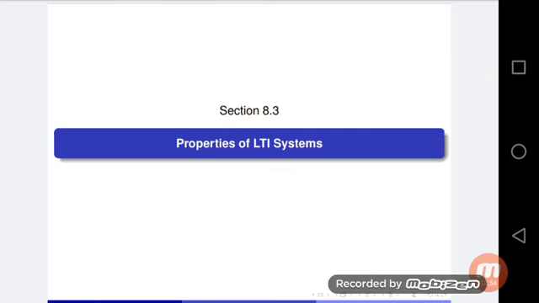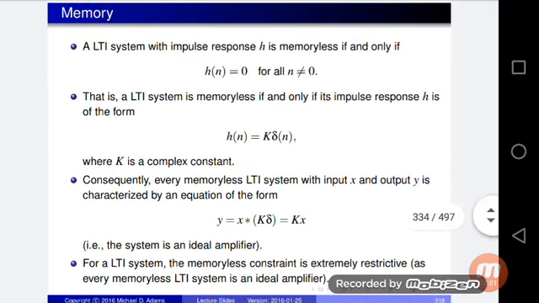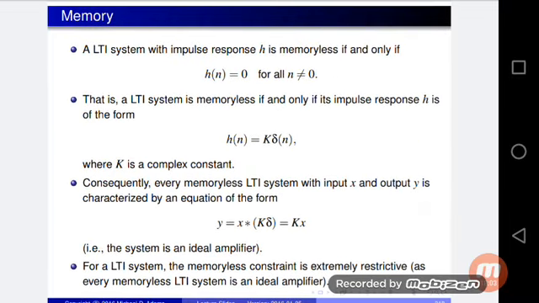Next one is properties of LTI systems. The first one is memory. An LTI system with impulse response h is memoryless if and only if h of n equals 0 for all n not equal to 0.